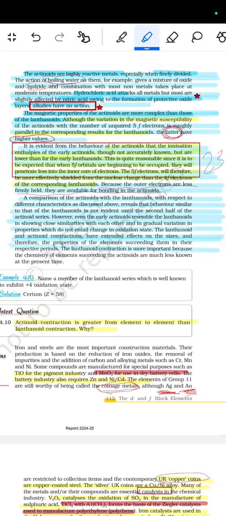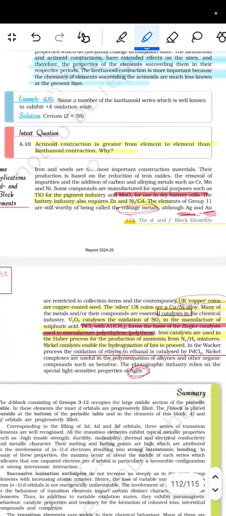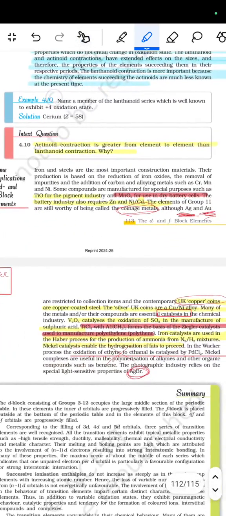The lanthanoid contraction is most important because the chemistry of the elements succeeding the actinoids is much less known at the present time. इसके बाद फिर आता है एक फॉरवर्ड एग्जाम्पल है कि नेम ए मेंबर ऑफ द लैंथेनॉइड सीरीज विच इज वेल नोन टू विद द प्लस 4 ऑक्सीडेशन स्टेट तो सीरियम Z58 और एक्टिनॉइड कॉन्ट्रैक्शन इज greater from element to element than the lanthanoid contraction. Why?